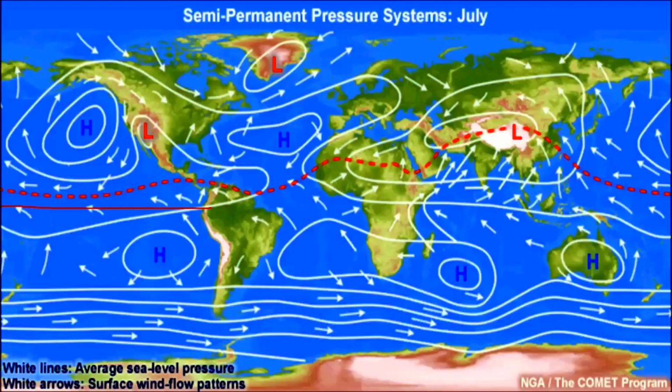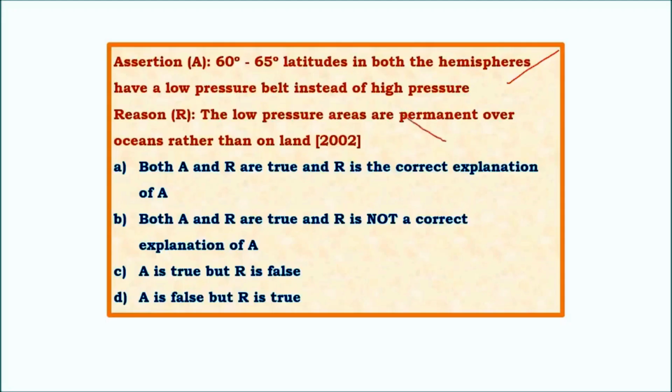If we look at the previous figure, we can see that the high pressure and low pressure systems are continuously broken, so they don't depend on whether it's ocean or continents. Their presence depends mainly on various other climatic features like the amount of land and oceans. So they are not continuous, they are always broken. So option 2 is wrong, because the statement that low pressure areas are permanent over oceans is wrong, as they are not permanent on oceans as well as land. So the answer is: A is true but R is false.